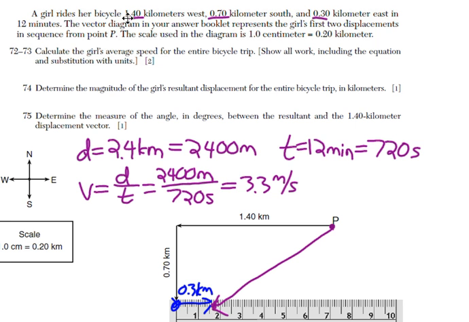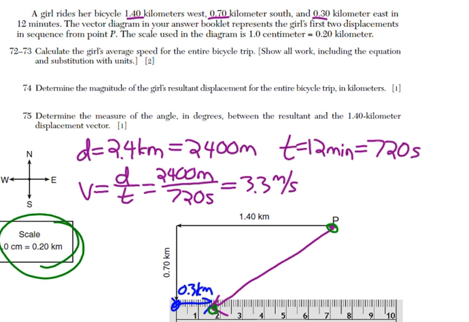All right, determine the magnitude of the girl's resultant displacement for the entire bicycle trip. There's two ways you could do this problem. One, you could take your ruler, you could measure the distance from start to finish, and then convert it from centimeters into kilometers using the scale. All right, you can do that, or you can do it with the Pythagorean theorem, which is what I'm going to show you.